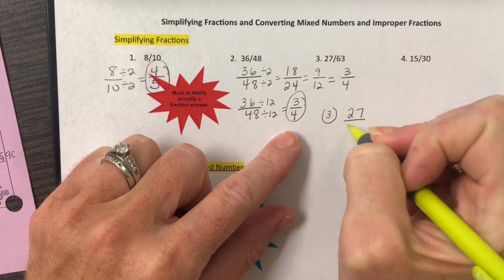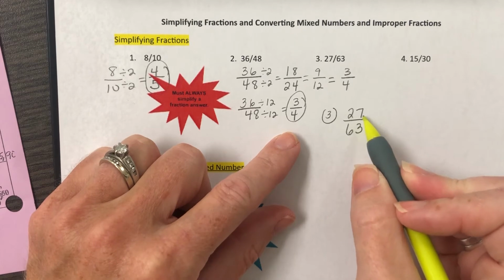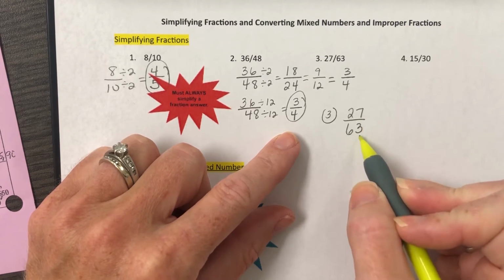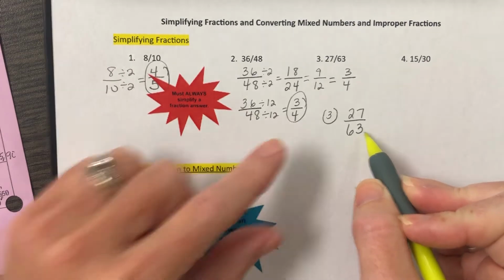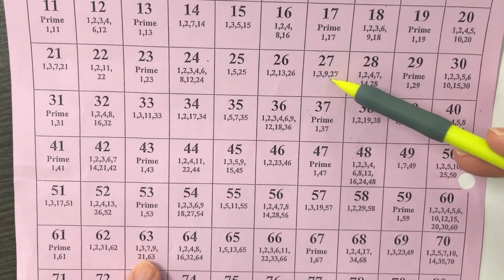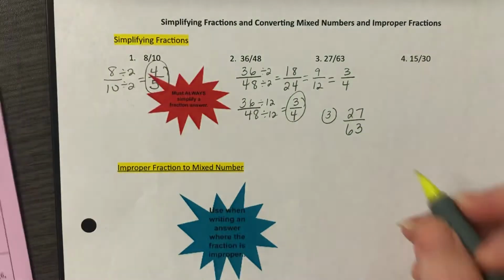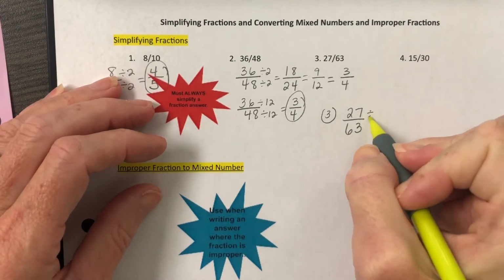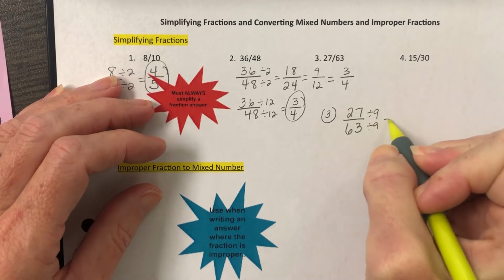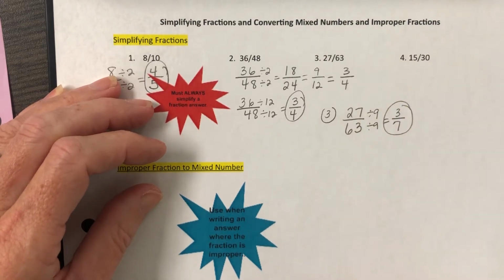We have 27/63. I know a common factor is 3, because 3 is a factor of 27. 3 times 9 is 27, and 3 times 21 is 63. However, I believe there's a larger common factor. So if we look over here at 27 and 63, it looks like their greatest common factor is 9. So if I only want to divide one time, 27 divided by 9 is 3, 63 divided by 9 is 7, so we get 3/7.